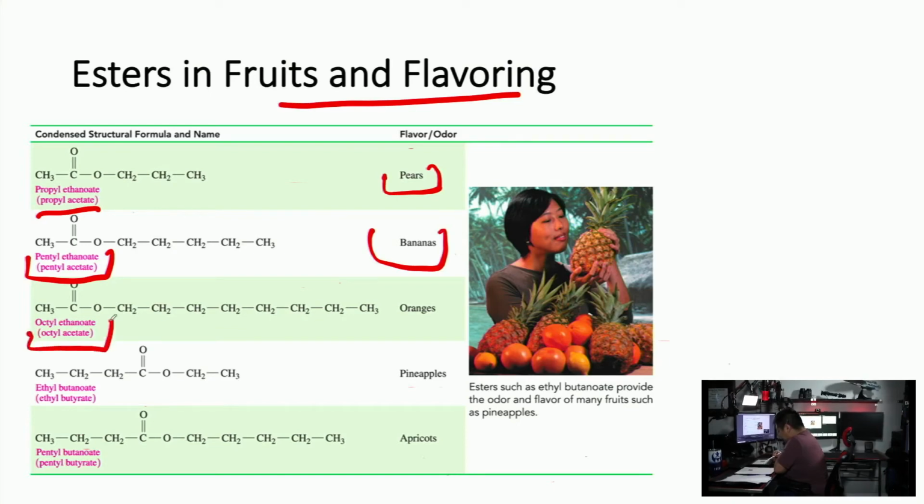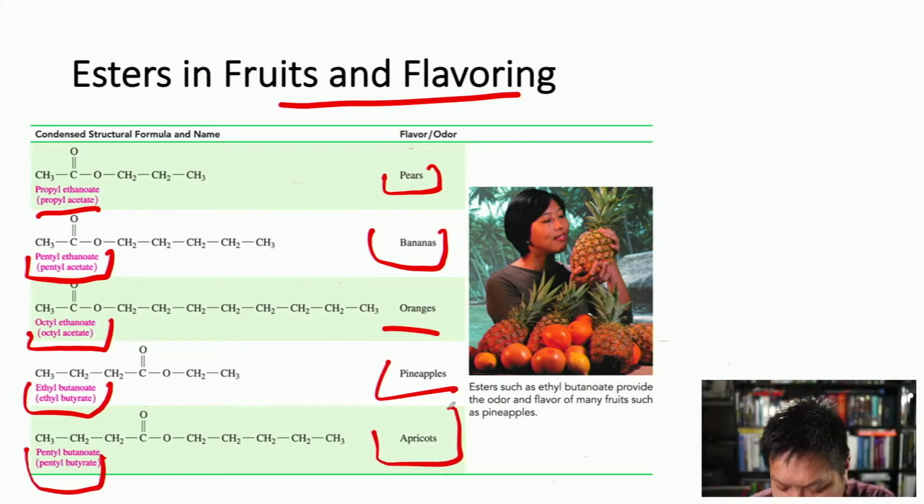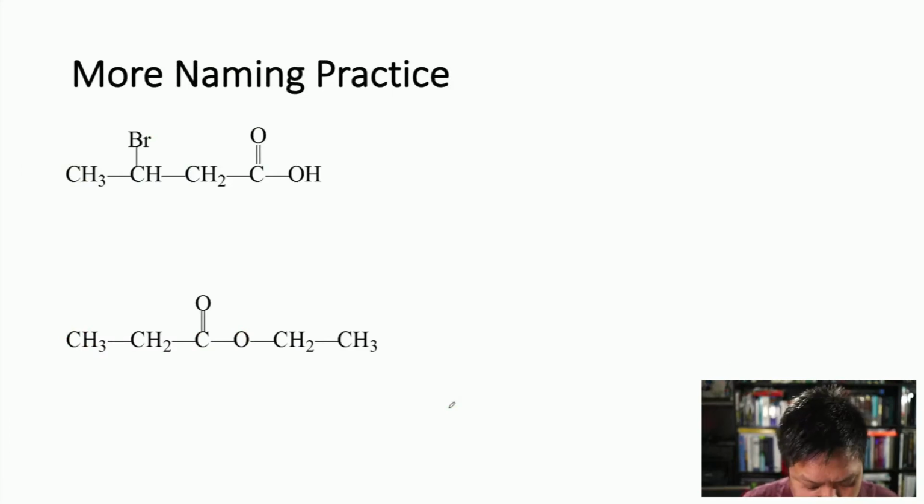Anyway, octyl ethanoate right there, or octyl acetate, is in oranges. That's what you smell when you smell oranges. And then ethyl butanoate is the smell from pineapples, and pentyl butanoate is a smell from apricots. Oh well. More naming practice. Time for more naming practice.